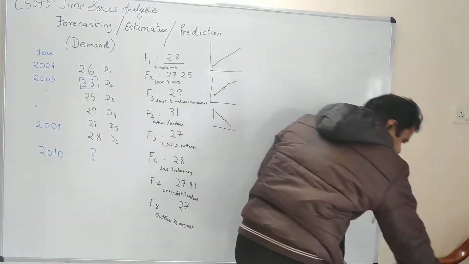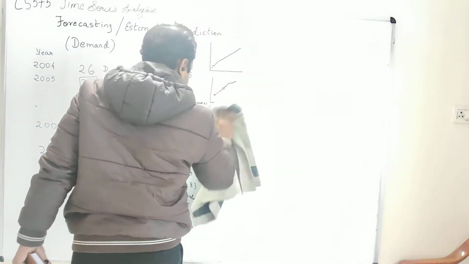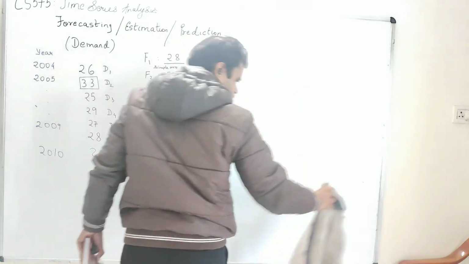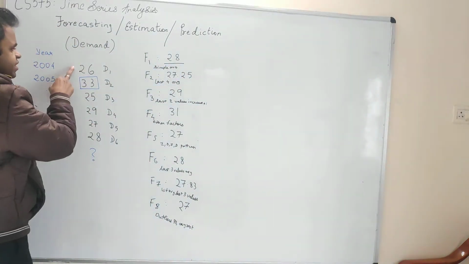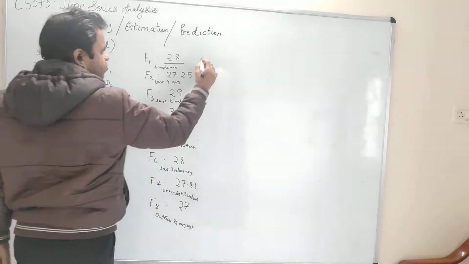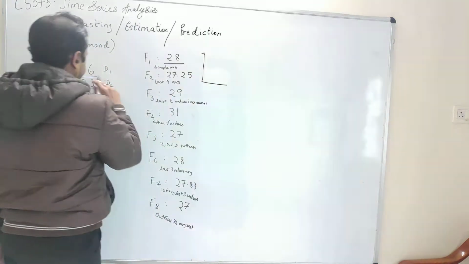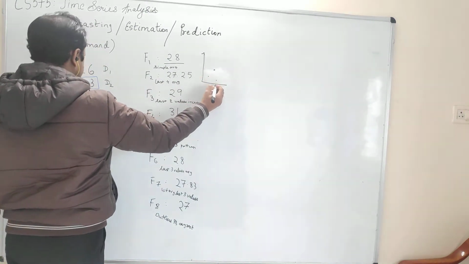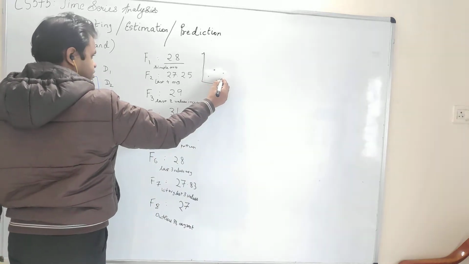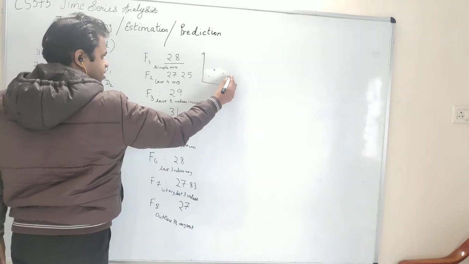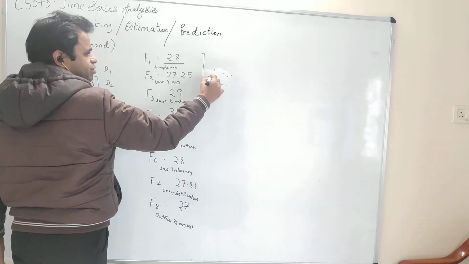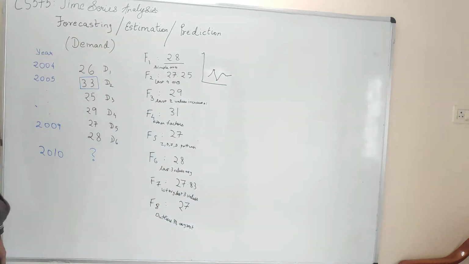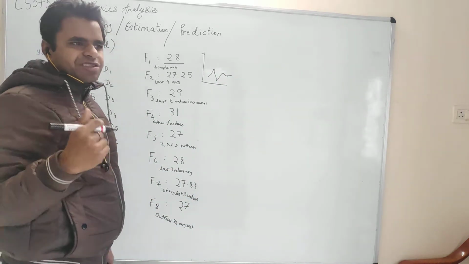So if you look at our data, this does not show a trend. For example, even if you plot this, we have 26, assume the 26 is here, 33 may go like this, then we have 25, then 29, 27, and 28. So you can see there is no trend basically. If I connect the points, there is no trend here. It goes up and down.